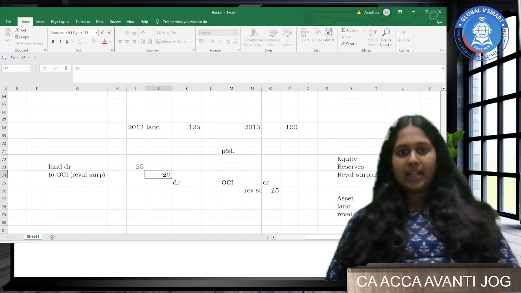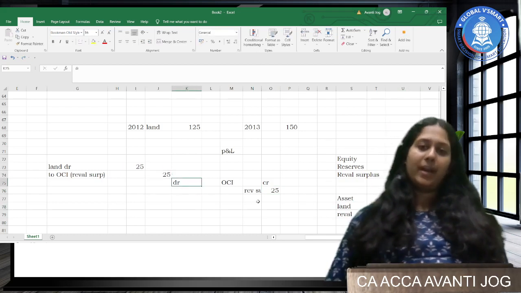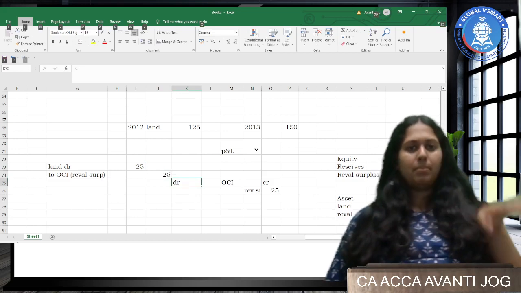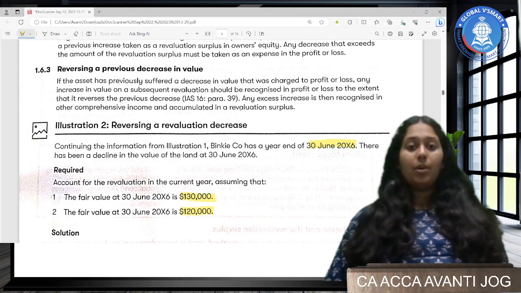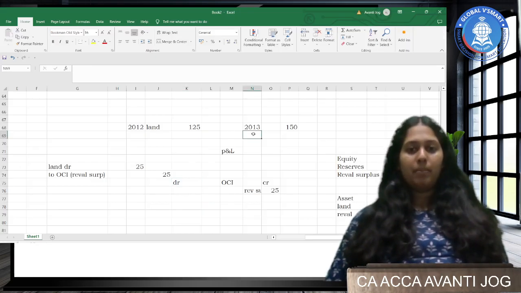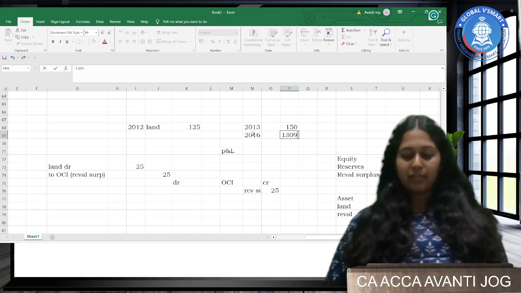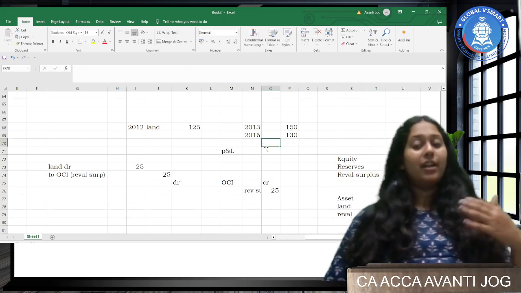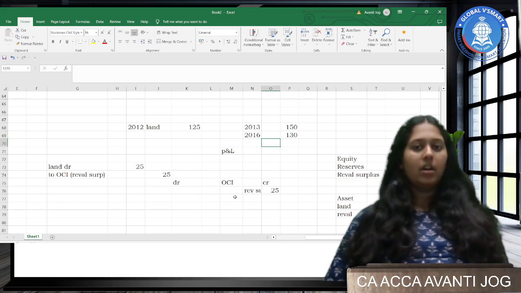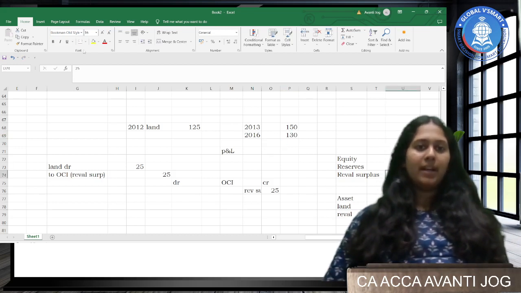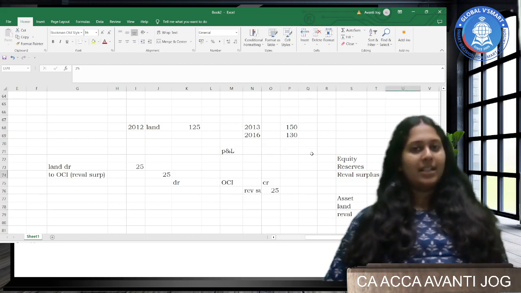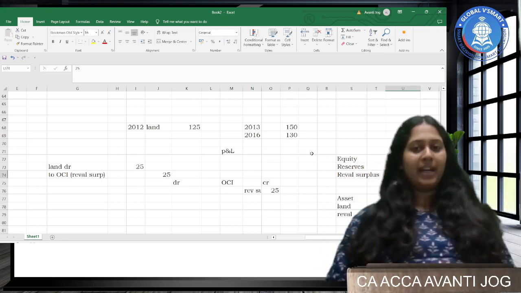And this entry is passed by 25. Okay. Hope this is clear. This is just the previous question that we did. Now, its value after 3 years has been dropped to 130. So, if the value has dropped, we have to first identify whether it can be taken from the revaluation surplus or not. What do I mean by this? How much is my current surplus? 25. This means that my upward surplus is 25.